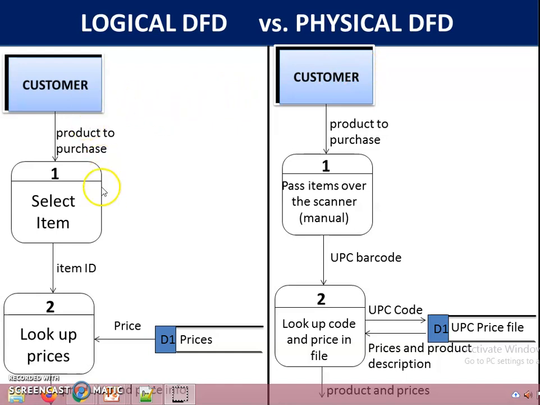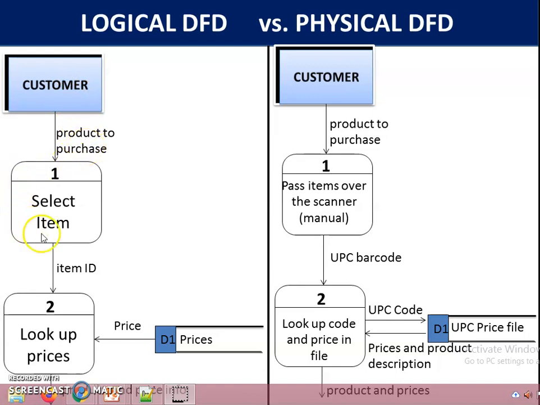Look how it presented the processes. These are the processes, using this symbol, and the information flows. Try to observe the difference between the two. As you see in the logical DFD, the processes described are actually the business activities. It does not deal with the technical aspects of a process or the system. So in this example, like how the customer buys a product. So basically, the input from the customer, which is our entity, is the product to purchase.